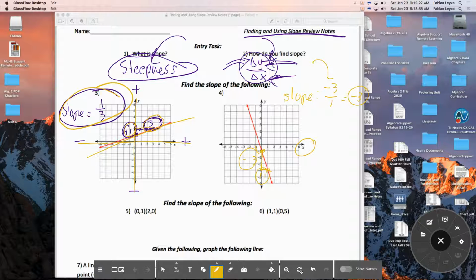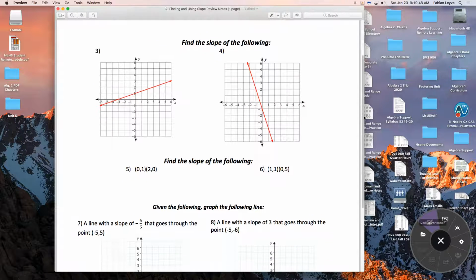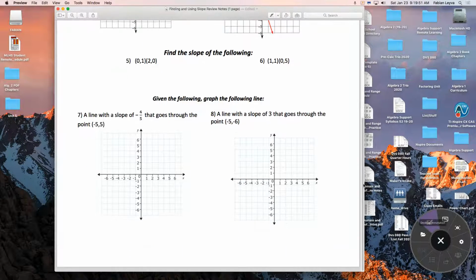Notice that this slope has a negative, which agrees with my graph because it's going down. This one over here has a positive, so it's going to go up. Notice that this one's a little less steep than this one, which makes complete sense because 1/3 is less than the number 3. Again, what does slope do? It measures the steepness. So when you find that number, don't just find the number, but understand what it is.